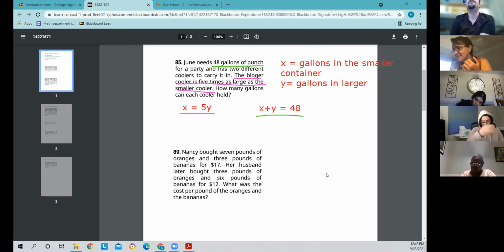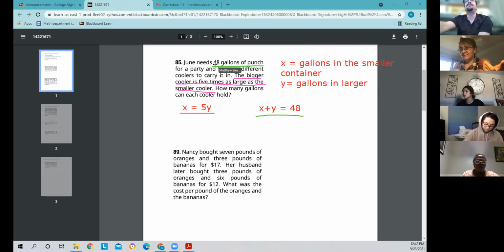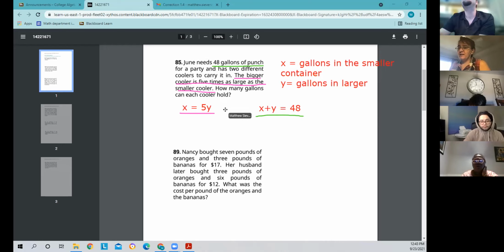So June needs 48 gallons of punch for a party, has two different coolers to carry it in. The bigger cooler is 5 times as large as the smaller cooler. How many gallons can each cooler hold? So we know both of them can hold, what, 48 gallons? Yes, 48 together. It doesn't really say that very explicitly. It really doesn't say that the volume of those two things is that many, if I'm being honest. But it says he carried them when he wants something. Yeah, when he carried them. The carry is the key there.